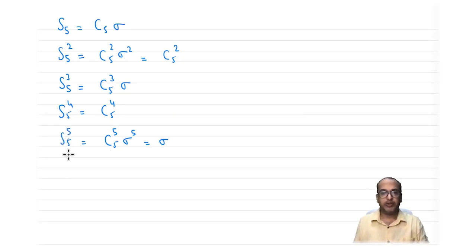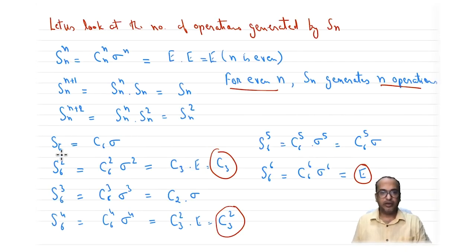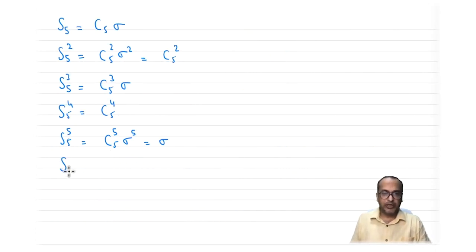So we have reached S5 to the power 5. Now we should see whether we start to get this operation back or we are getting some different operation. In case of Sn plus 1, when we tested, we were getting Sn back, right? In case of n plus 2, we were getting Sn2 back. So let's see what happens here. S5 to the power 6, do we get Sn back or not? This will be C5 to the power 6, sigma to the power 6, which is C5 done once, and sigma. So this is not equal to S5. So we need to keep going, because we are still getting non-redundant operations.